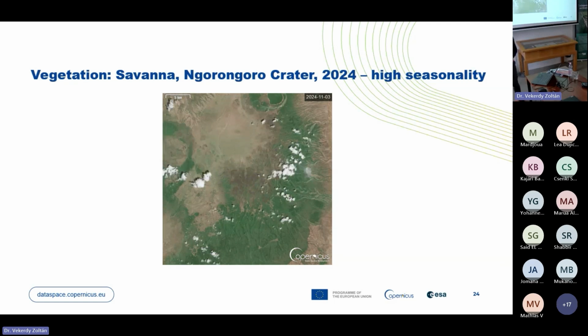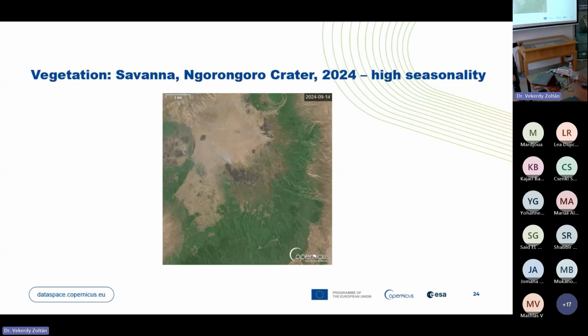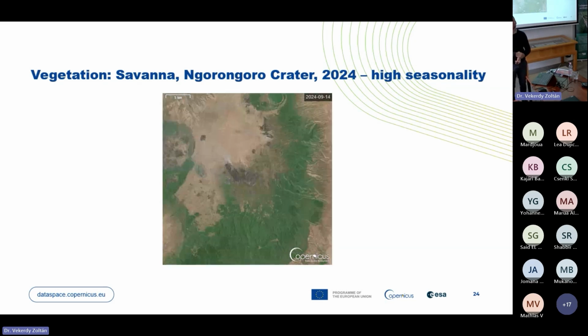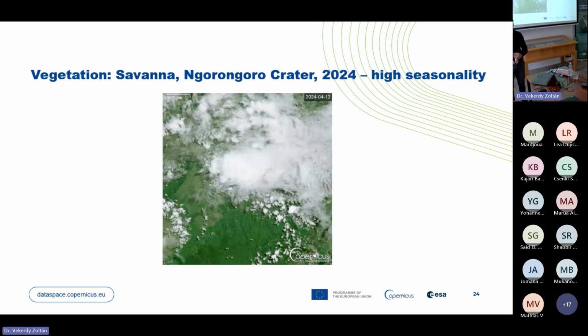Savanna vegetation is characterized by very high seasonality. So what we see, of course, again, a lot of clouds, super difficult to create a decent mosaic, but there's a rainy season and a dry season. And so the green and the dry part are going to be very, very different. Again, a lot of this is exploited in weird ways in the news.